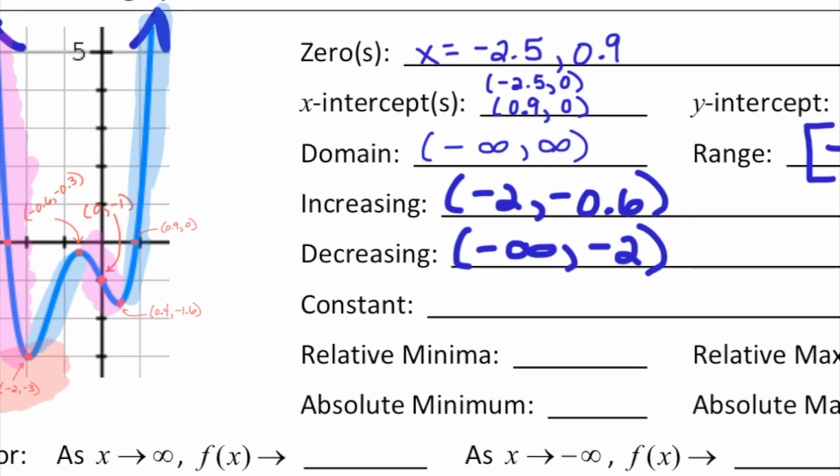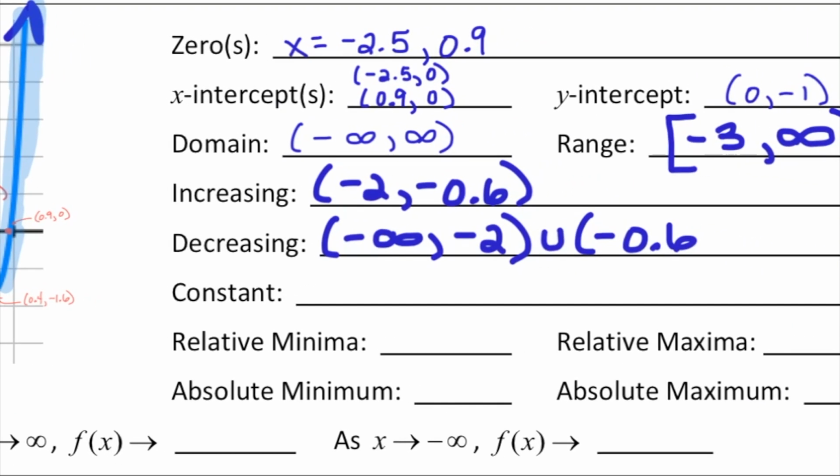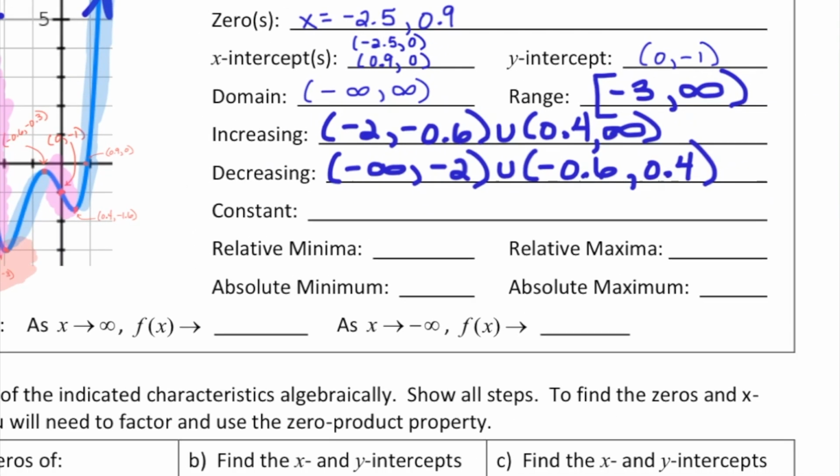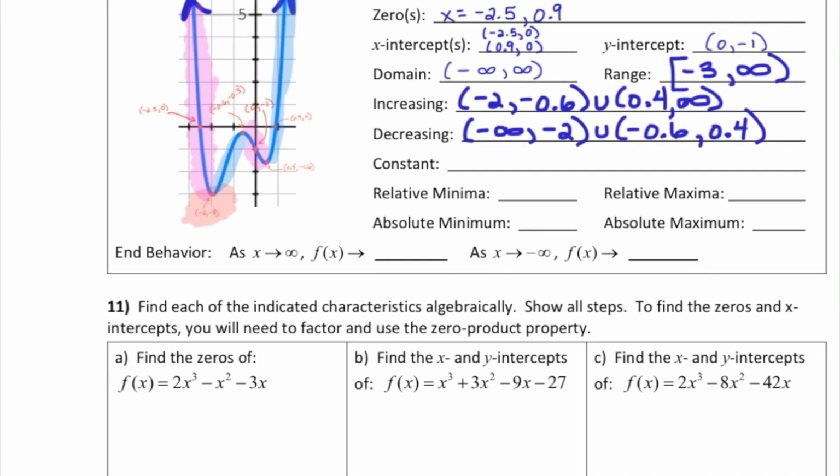And then at -0.6, it changes again to decreasing, and it continues decreasing to +0.4. And then starting at +0.4, it increases to infinity. And that's the sorriest looking infinity symbol I've probably seen in a long time.